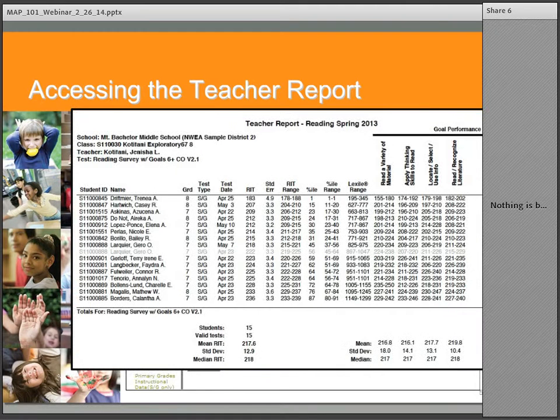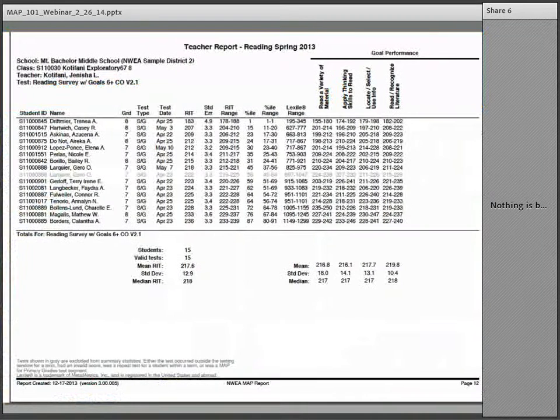And then what we have come up after we've selected the term and the goal scores is a sheet that looks like this. This is very representative of every teacher report that we see. This teacher report has a lot of information on it. We're going to take you through a teacher report here just to give you an idea of what there actually is.